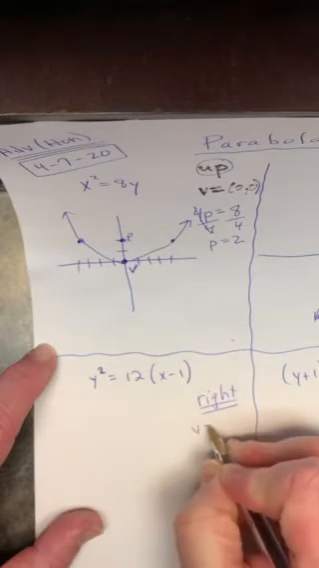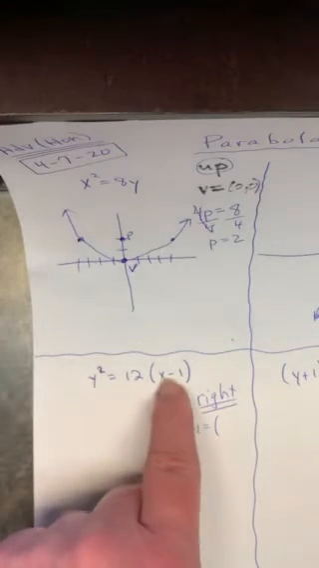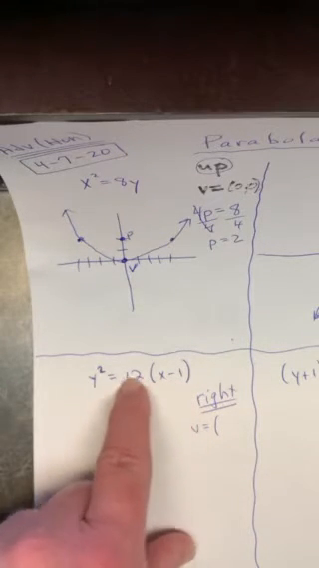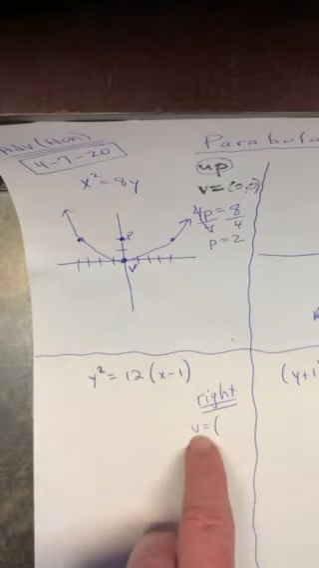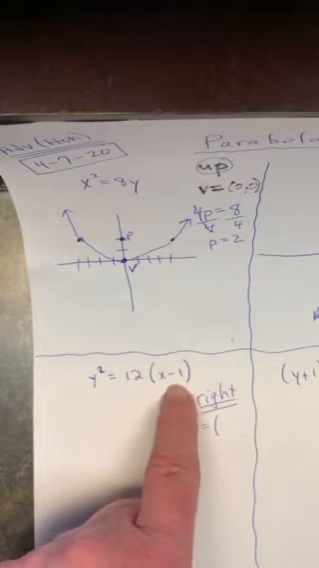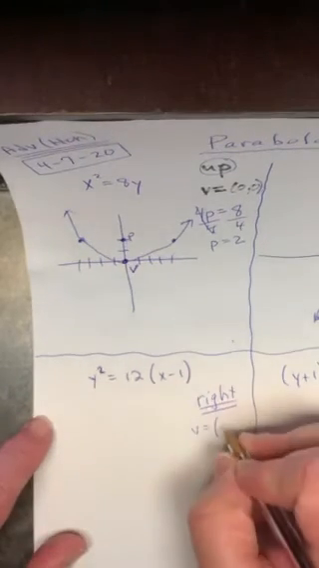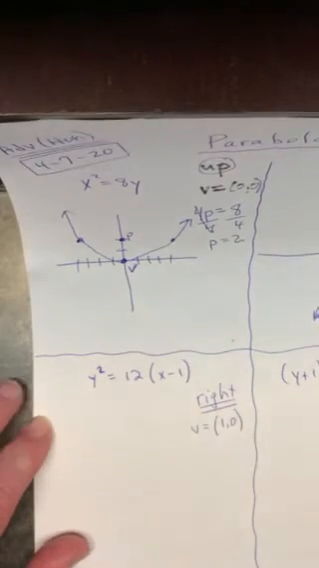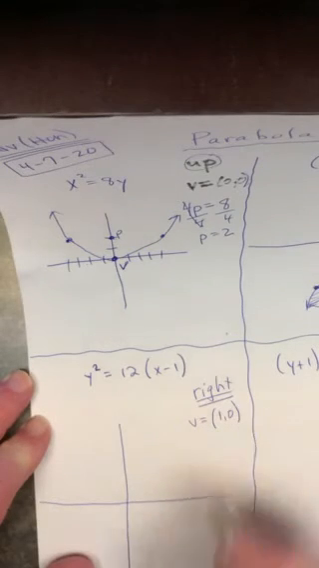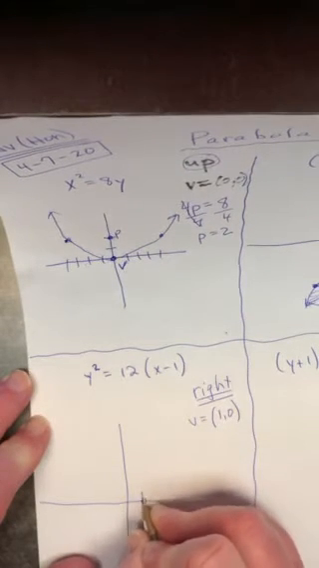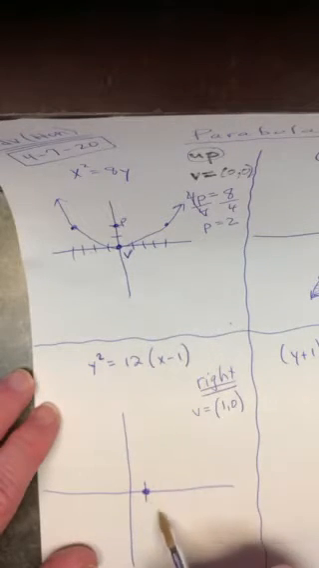The vertex, or the center, is at, now careful, my x value is over here on the right and my y value is on the left. So you got to look in the correct order here. When I list the vertex, it's not 0, 1, is it? There's my x. It's actually 1, 0. So I've got my vertex. I'm going to go to draw my picture here. I'm going to place my vertex right there at 1, 0. And I know I'm going to draw a parabola pointing to the right.